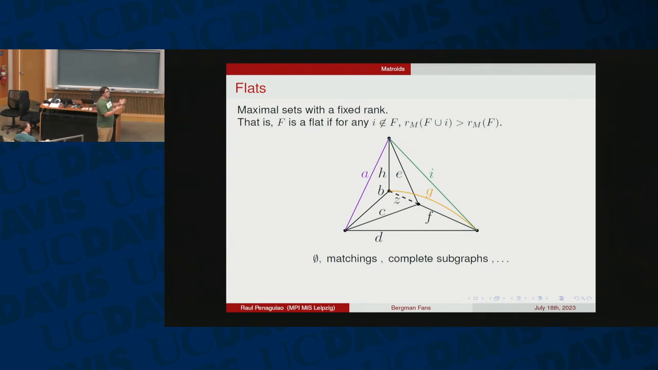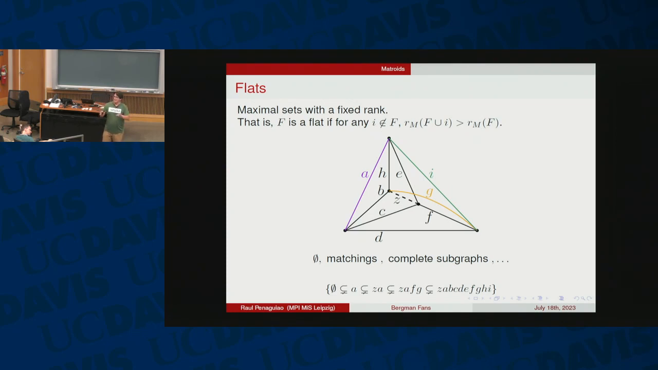And in general, whenever you have a matroid, and specifically on the graph, the set of flats will form a poset, which is a subposet of the Boolean set, which in fact is a lattice. And you can also describe the matroid fully by just telling you the flats.